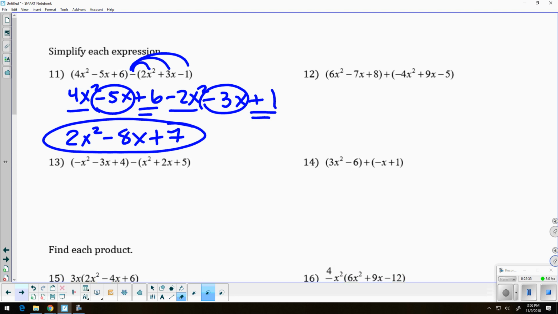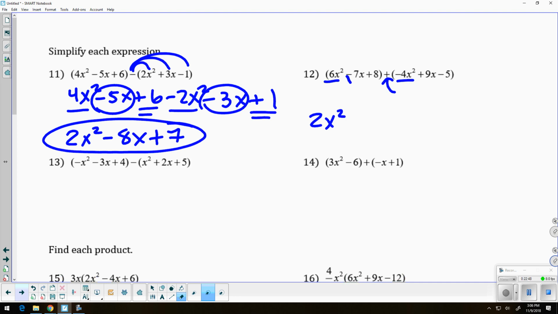So same thing for the next one for number 12, except this time we're adding. So there's a plus sign in between. So you want to add these two together. Again, just combine like terms. So we got 6x squared. We're adding negative 4x squared. So that'd make that 2x squared.